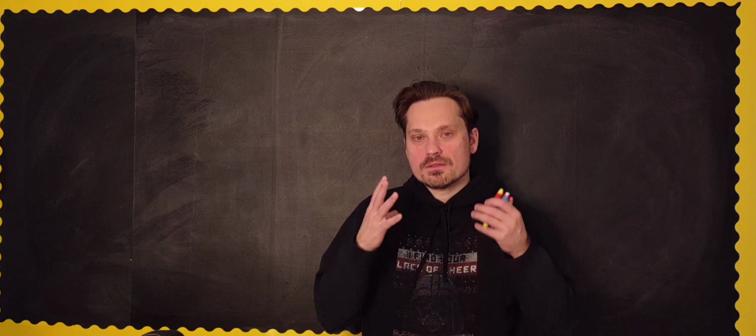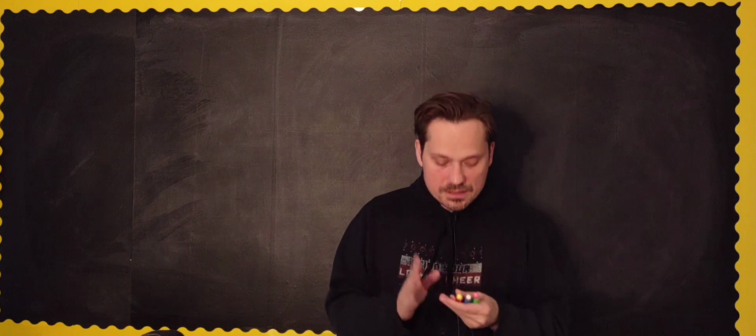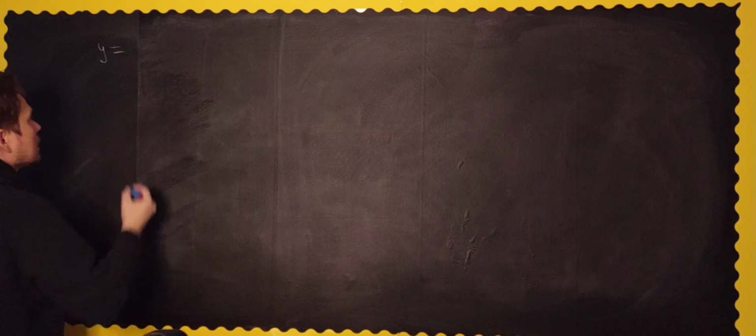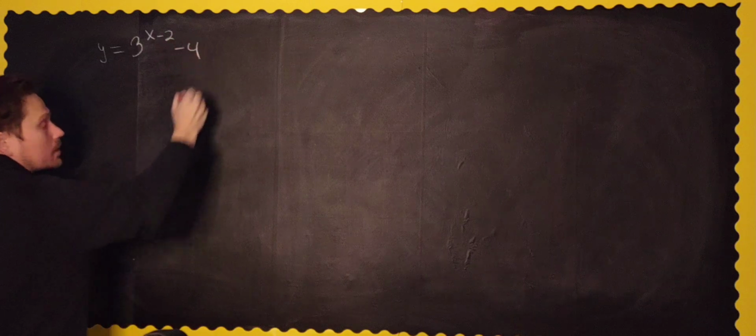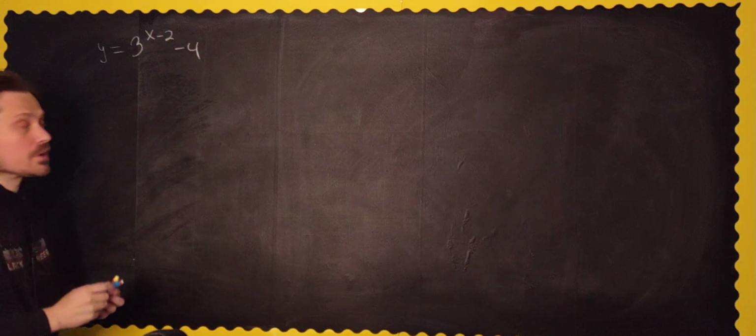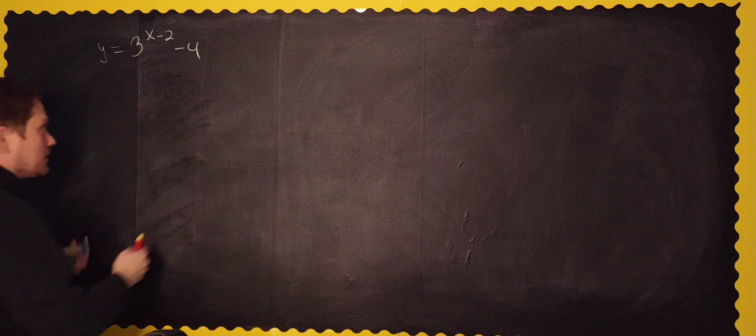Okay, friends, in this one I'm going to show you how to do a sketch of a transformed exponential function. So take a look here. I have, for example, y is equal to 3 to the x minus 2 and then minus 4. So that's our function right there. Let's write down some key pieces of information about it.